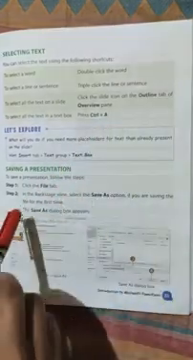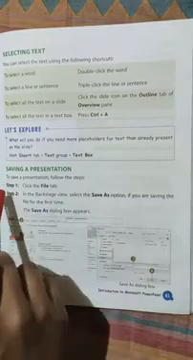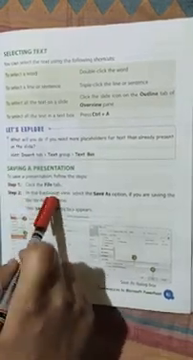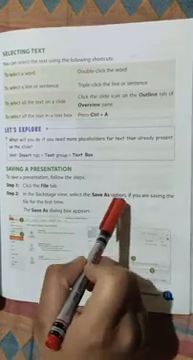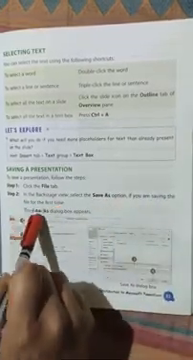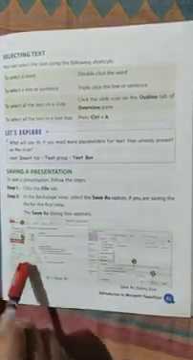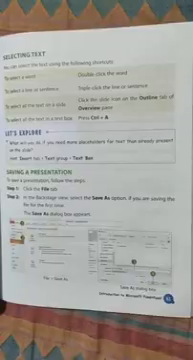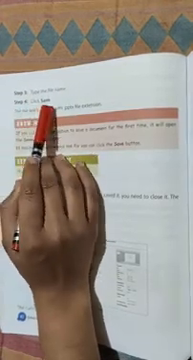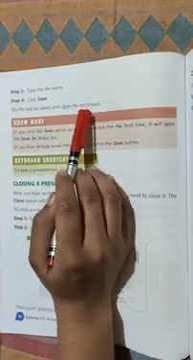Got it? Now saving a presentation. To save a presentation, follow these steps. Step number 1, click the File tab. Step number 2, in the backstage view, select the Save As option. If you are saving the file for the first time, the Save As dialog box appears. Okay, this Save As dialog box will appear. Got it? Now step number 3, type the file name. Step number 4, click Save. The file will be saved with the .pptx file extension.